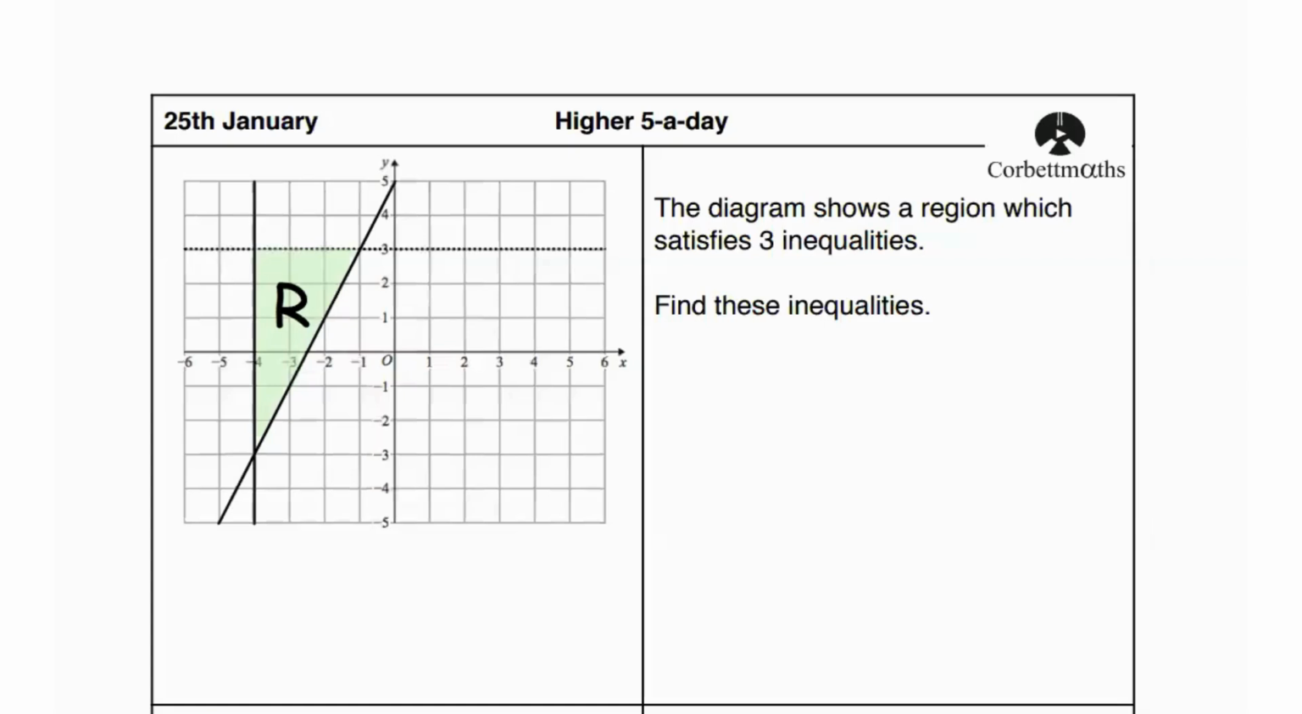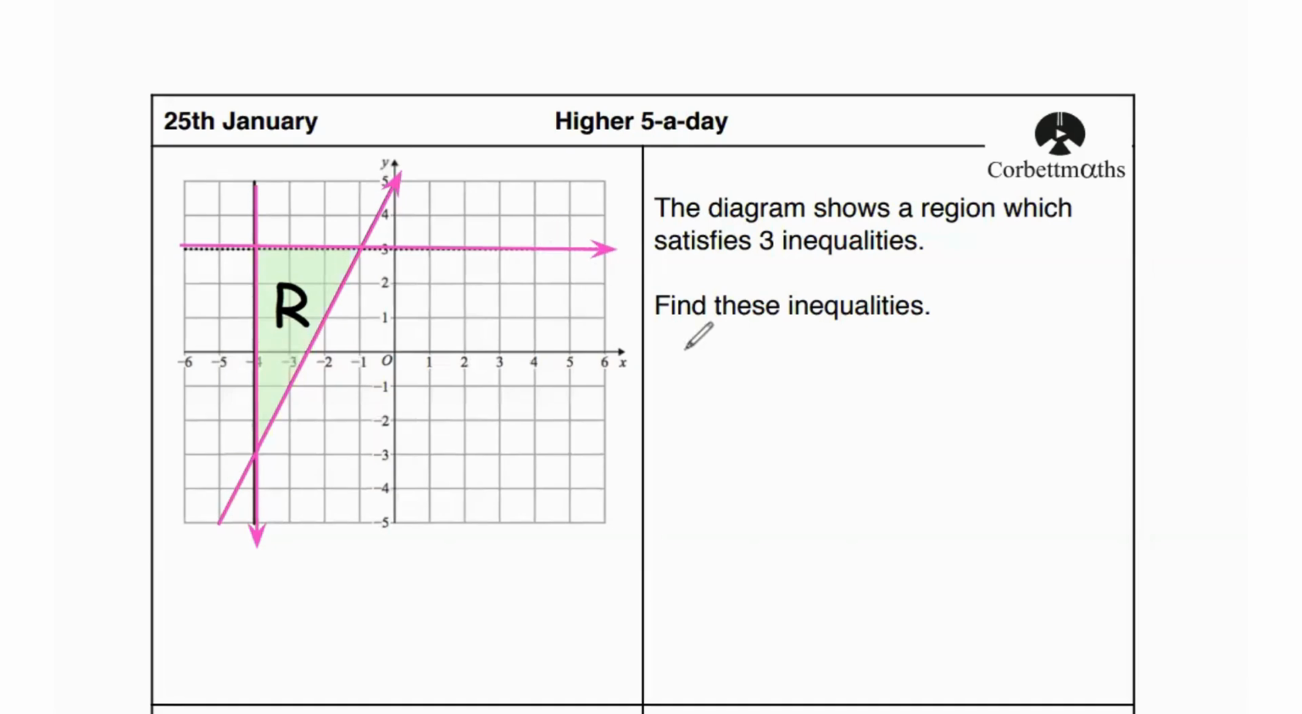First question says the diagram shows a region which satisfies three inequalities. Find these three inequalities. So if we draw the first one, that's passing through y equals 3. The second one is passing through x equals -4. And the third one is a linear equation where we have a slope and a y-intercept.